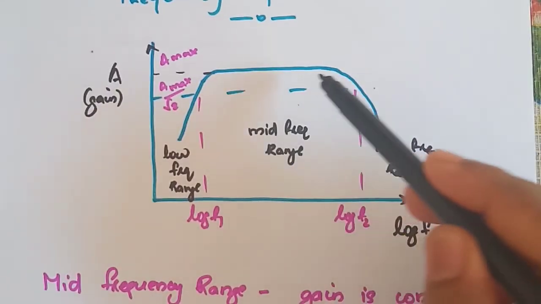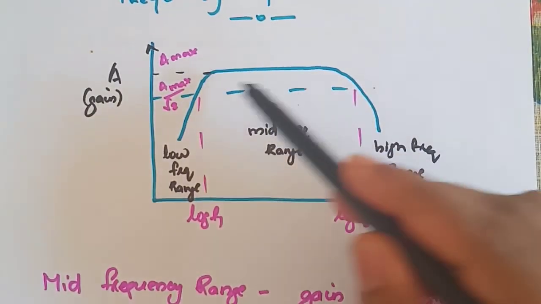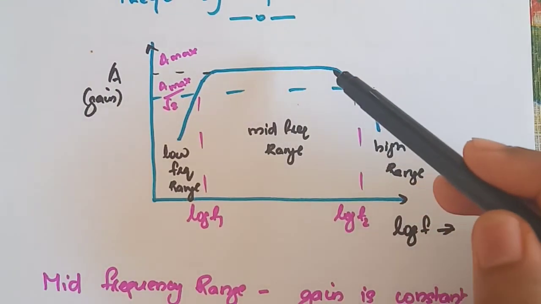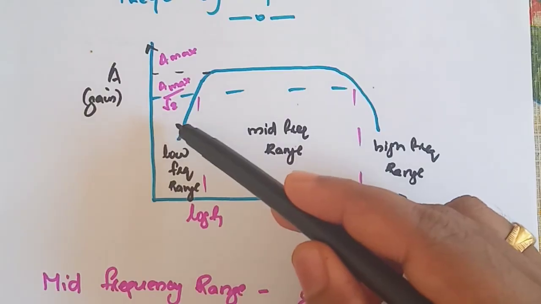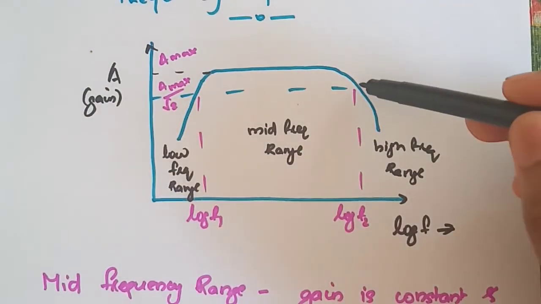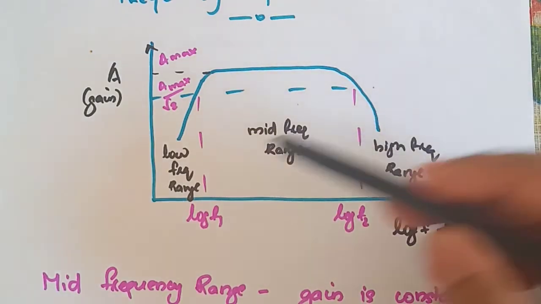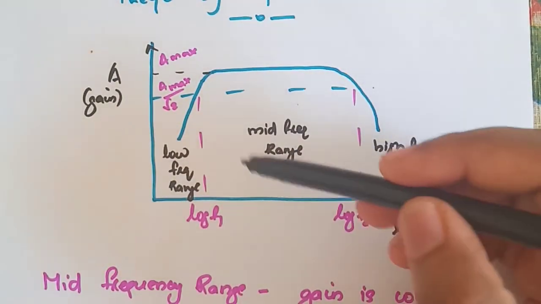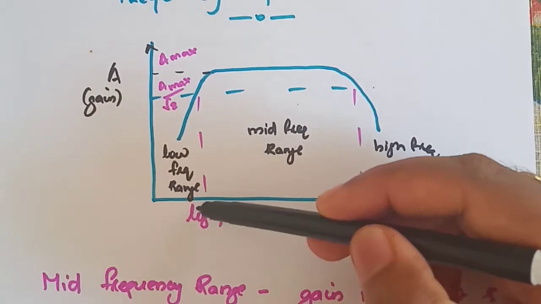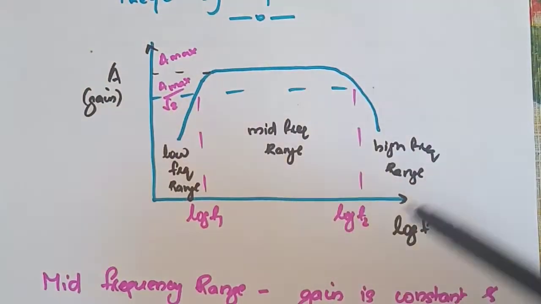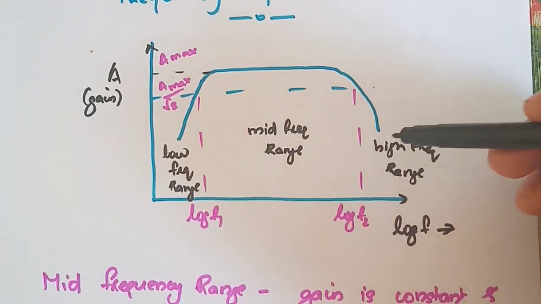In the mid frequency region, the gain is constant and maximum. In the low frequency range, as the frequency decreases, the gain falls. And in the high frequency range, as the frequency increases, the gain also falls.